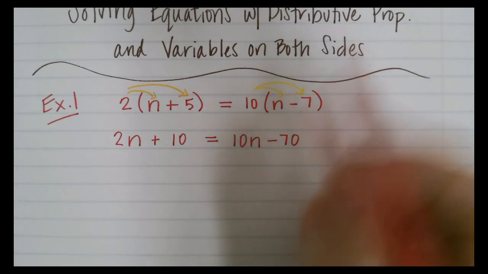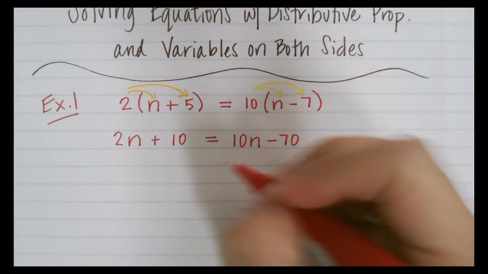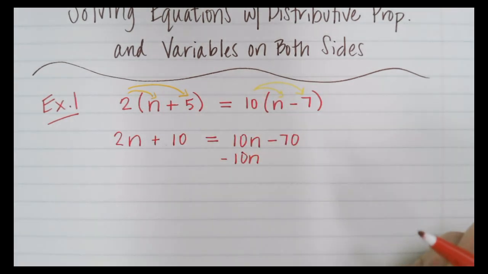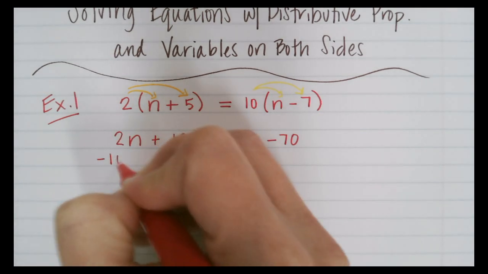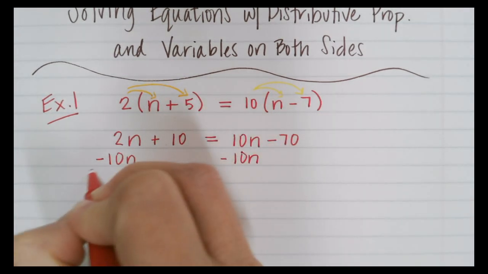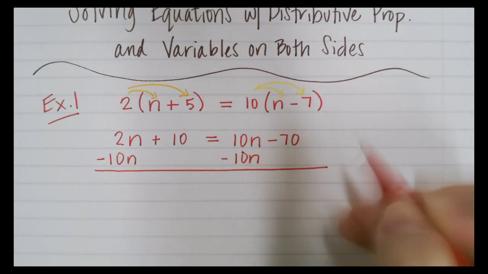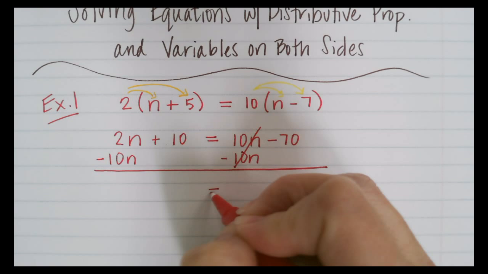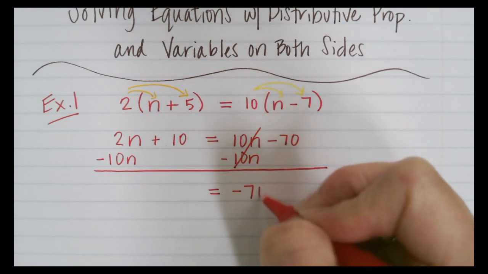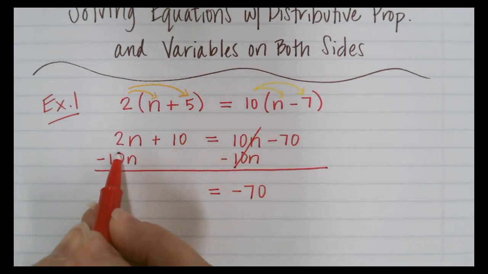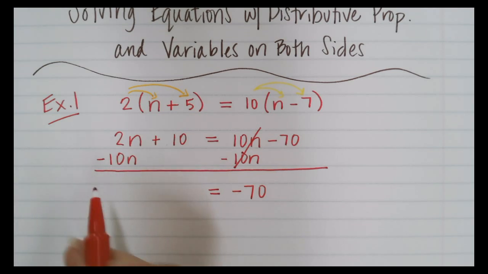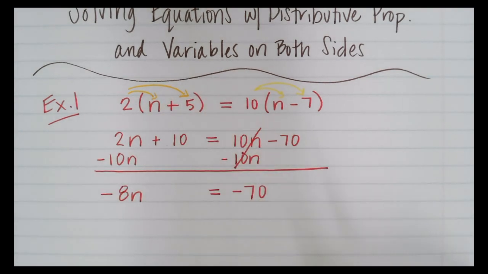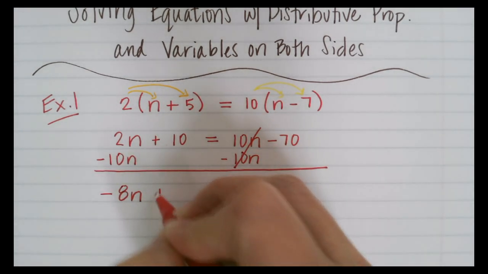But I need to get 0 n's over here, so that means I need to take away 10 n's from this side. But you know the rule, whatever you do to one side, you have to do to the other. If I take away 10 n's over here, I'm not going to have any n's left over, so I'm just going to have negative 70. On this side, if I take away 10 n's, I'm left with negative 8n plus 10.